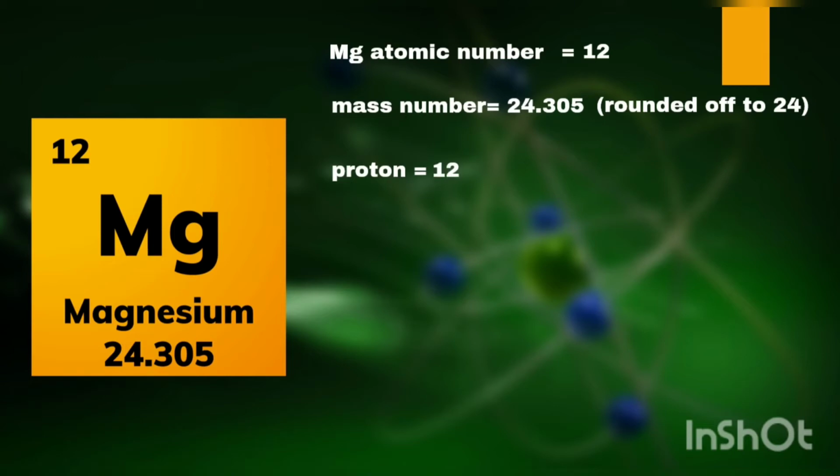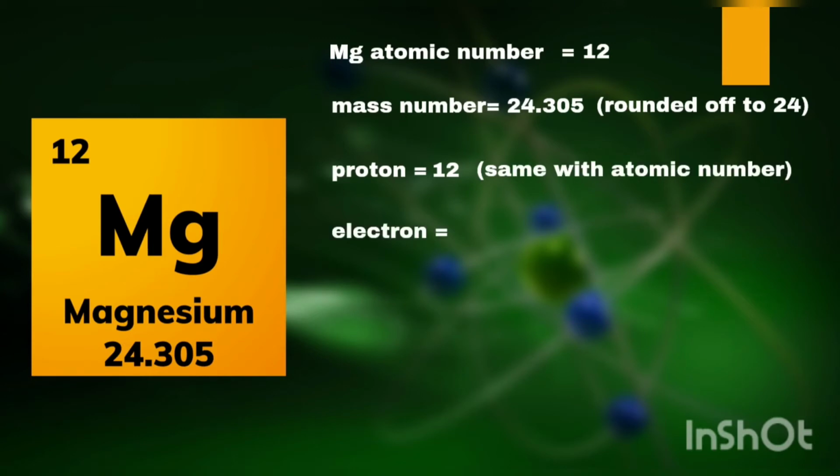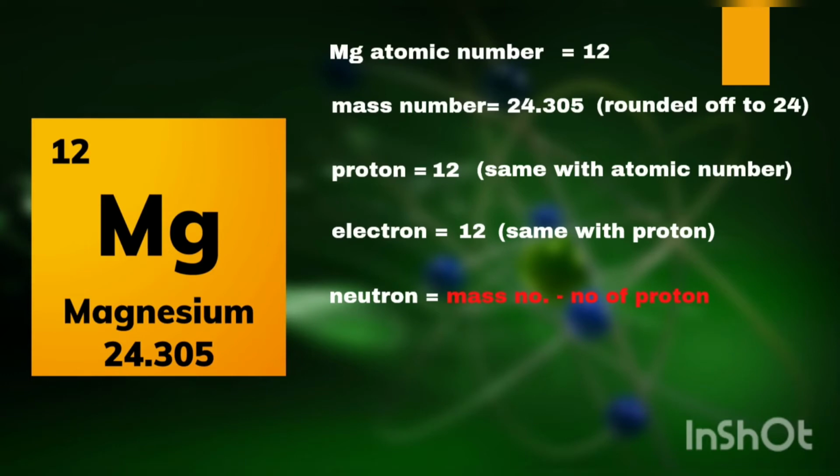Why 12? Because the number of protons is the same as the atomic number. How about the electrons? Very good. It is 12. Why 12? Because the number of electrons is the same as protons. For us to get the number of neutrons, mass number minus number of protons, so we have 24 minus 12, then the number of neutrons for magnesium atom is 12.